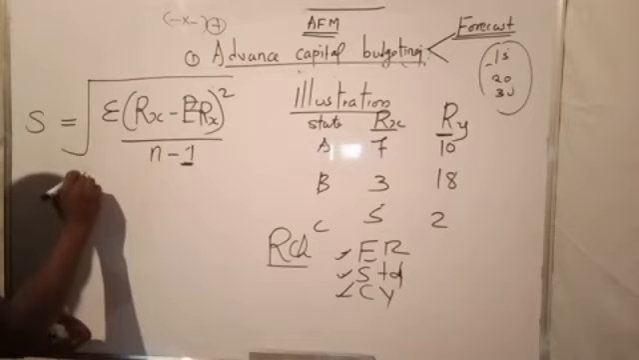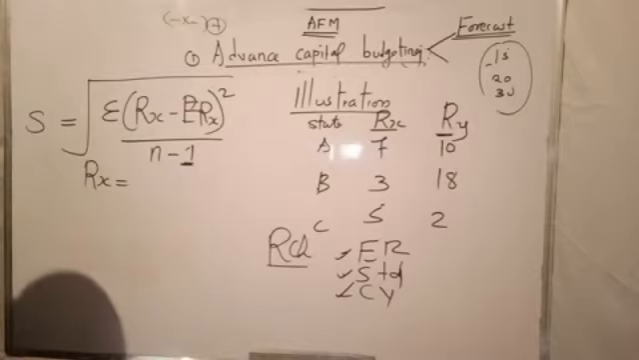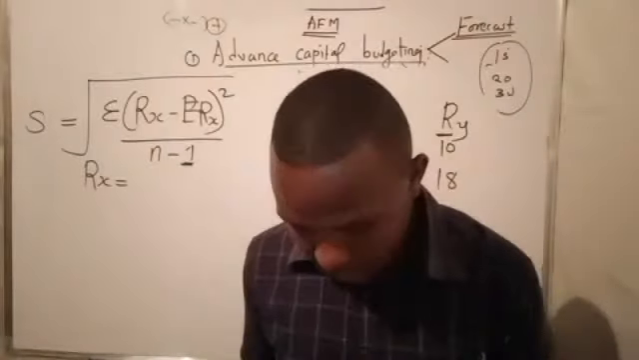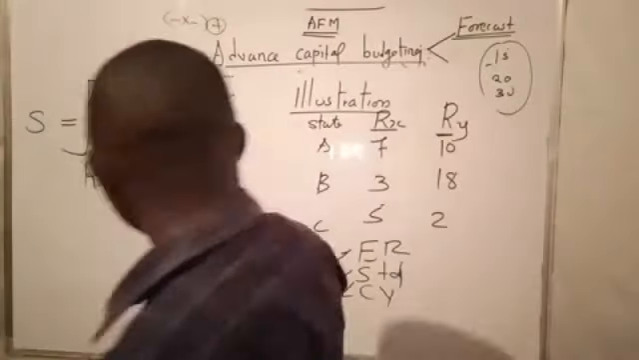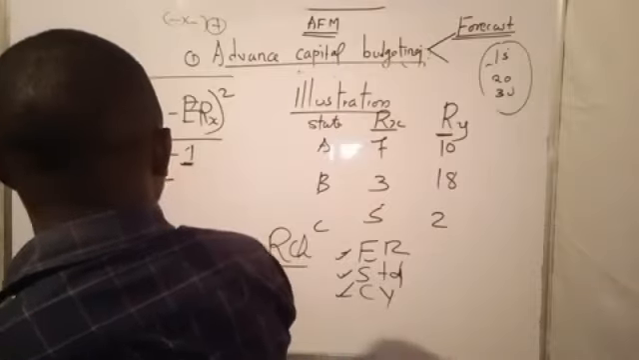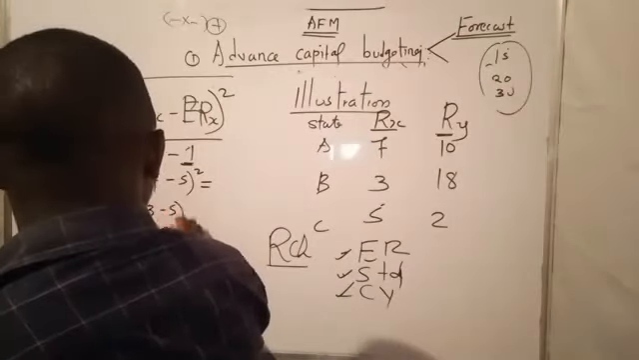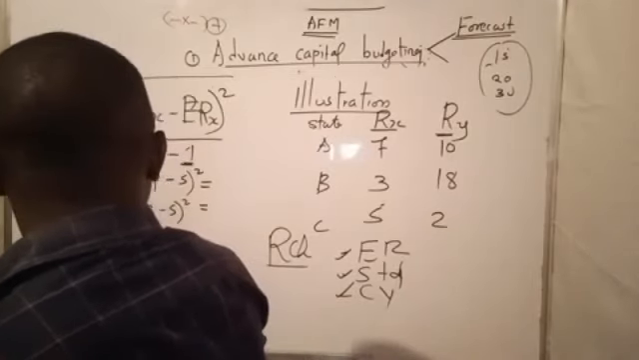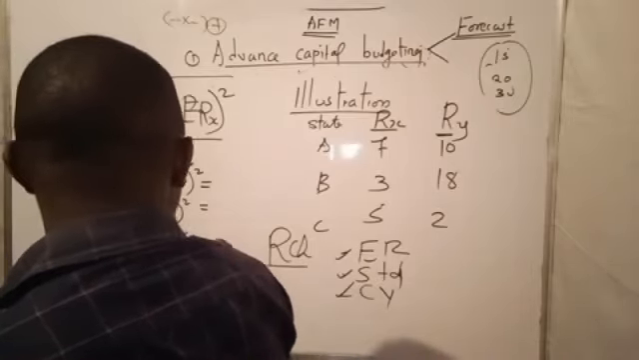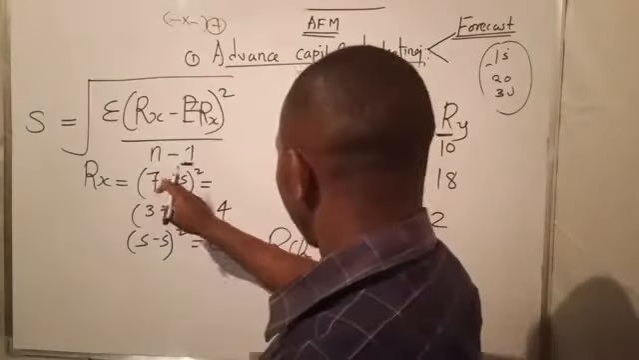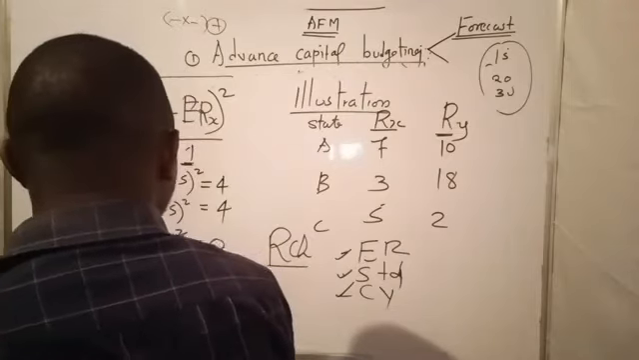So the first one, return of security X. You add the total, so we can get it individually. You take the return 7 minus the expected return 5, and you square it. The second one, 3 minus 5, squared. And then 5 minus 5, squared, which gives 0. That is negative 2 squared, which is 4. If you add the total, you get 8.